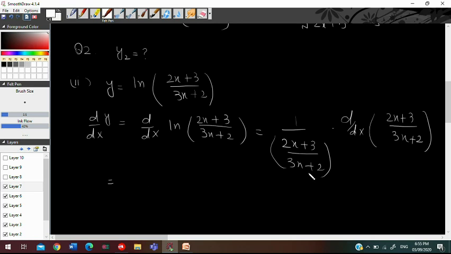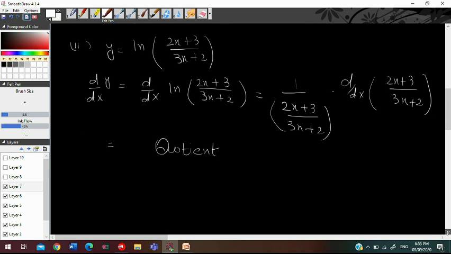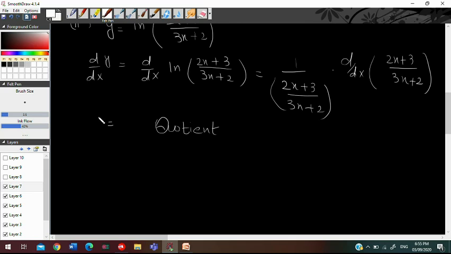This is the one method, you can apply this. Now here you can apply the quotient rule. The second method is up to you. There is no special calculation. I can write the second method of the same question.